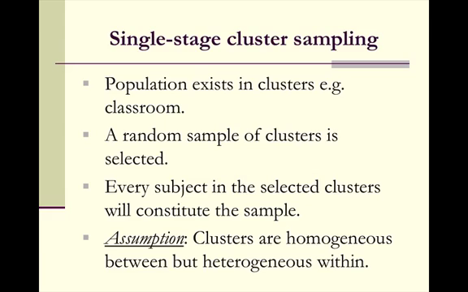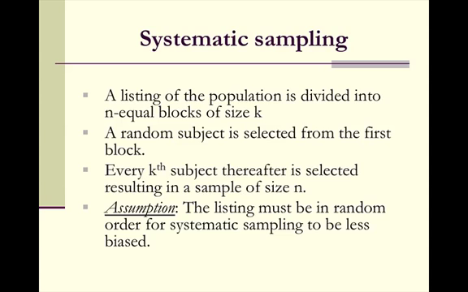Single stage cluster sampling, this is one of the most common for teachers to engage in. The population exists in clusters, like a classroom. A random sample of clusters is selected, or random sample of classrooms, and every subject in the selected clusters will constitute the sample. Now there's a general assumption: clusters are homogeneous between, but heterogeneous within, meaning if you compare classes, they're very similar, but within the class there's a significant amount of diversity.